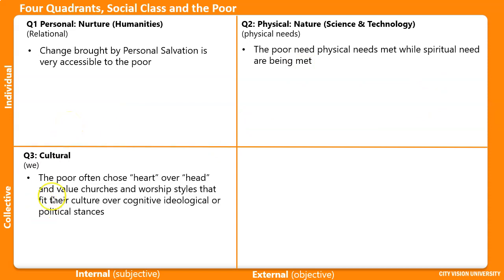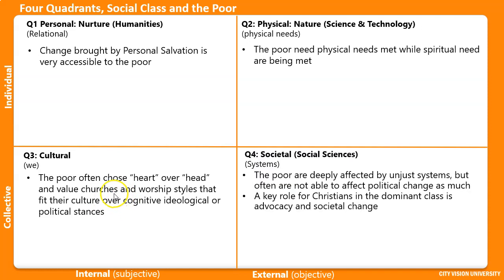So I think a significant factor is the poor often choose the heart over the head, and they value churches and worship styles that fit their culture over churches that might have the cognitive, ideological, or political stances that are pro-poor, right? And then the other thing to recognize in this quadrant on systems is, the poor are deeply affected by unjust systems, but often they don't have the pull to be able to affect political change as much. So often denominations of the poor are more apolitical, partly because they don't have the tools to do this. So a key role for Christians in the dominant class is advocacy and social change.